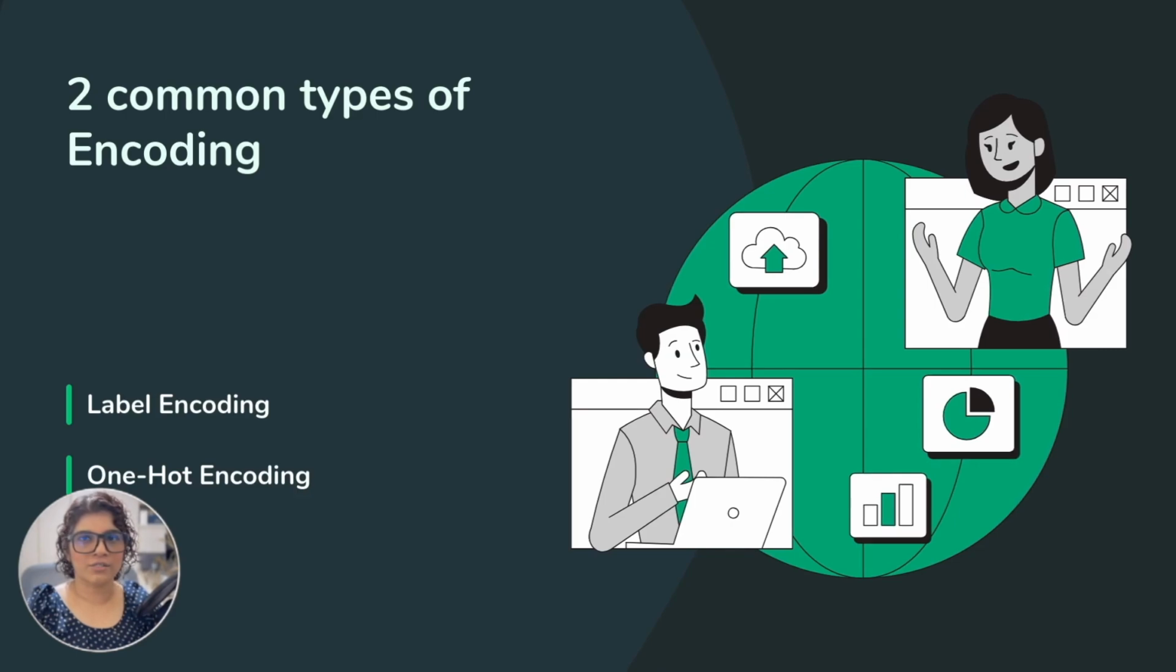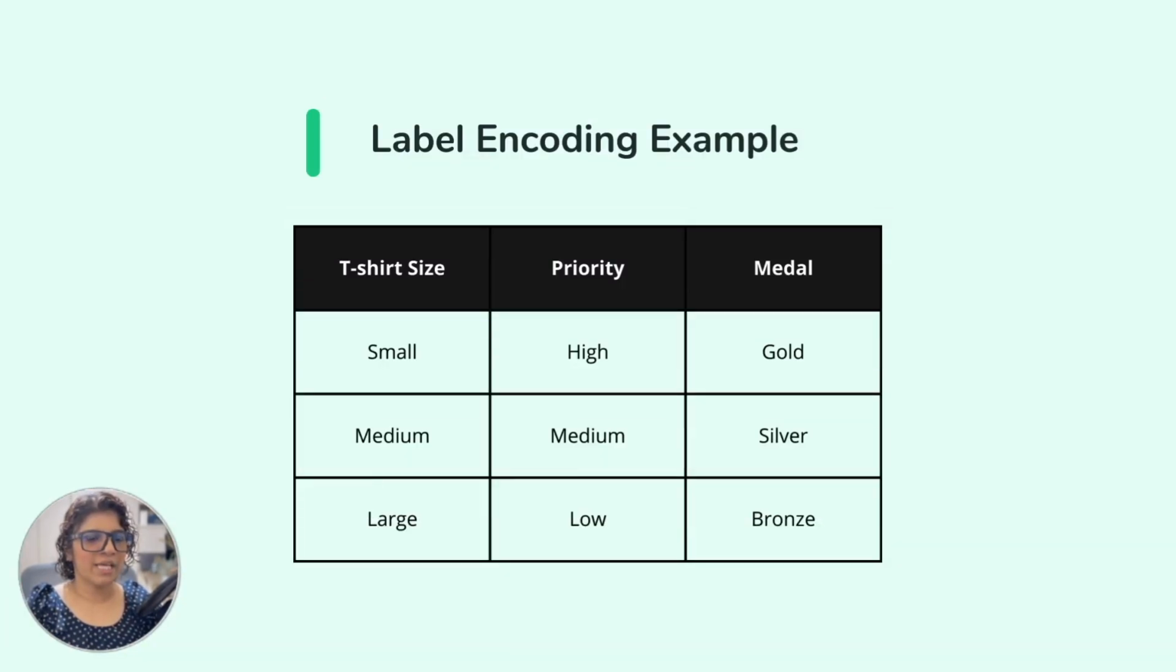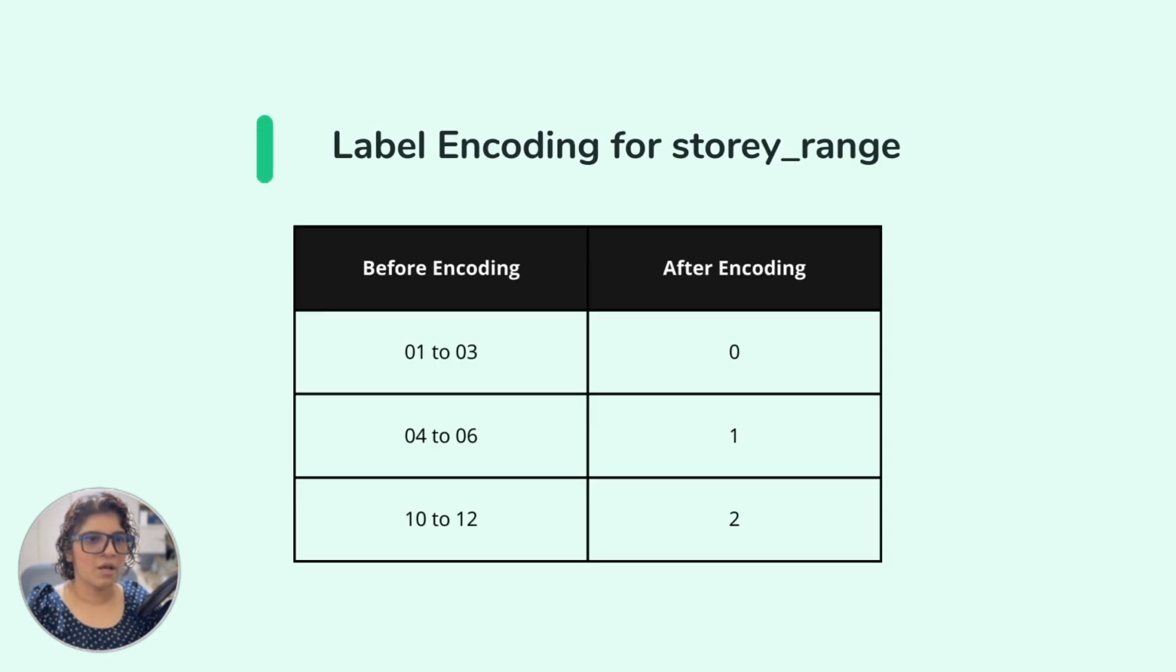and one hot encoding. Okay, in label encoding, each unique category is assigned a numeric value. This is useful for ordinal features when the categories have a meaningful order or some sort of ranking. Take story range, for example, which represents the floor levels. Like we have 1 to 3, 4 to 6, and so on. There is a natural order. So these will get converted to 0, 1, 2, 3, etc.